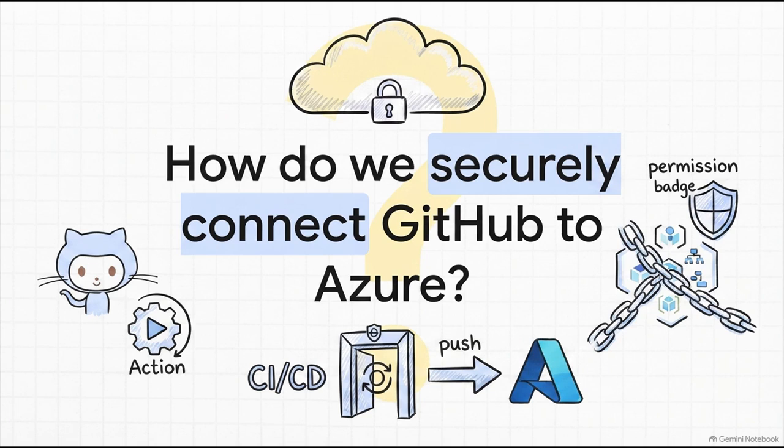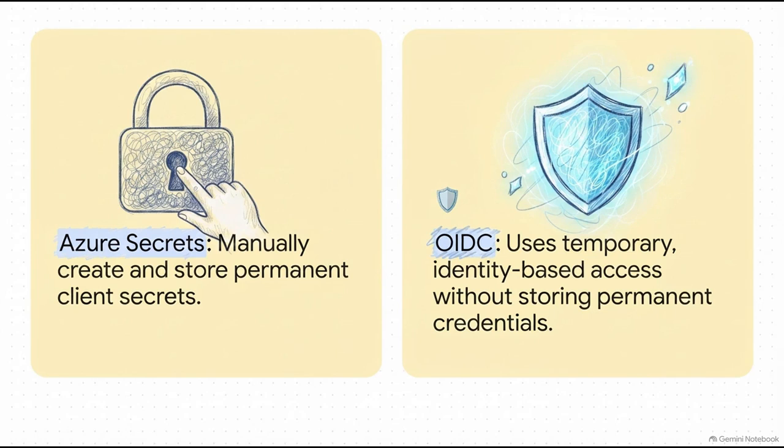You have to figure out how to basically lock the front door to your cloud environment when you're connecting from automated GitHub actions. When your CI/CD pipeline needs to push that fresh code to Azure, well, it obviously needs permission to do so. And managing those permissions securely, that's a massive priority to keep unauthorized access completely out of the picture. Let's quickly compare our authentication options here.